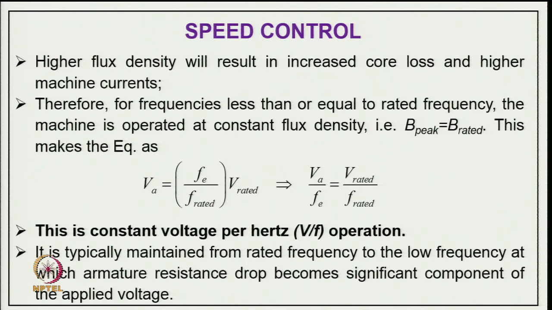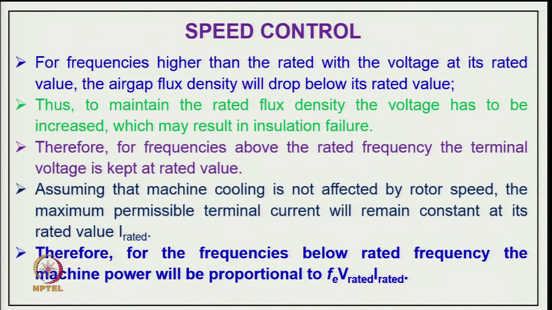So, B_peak equal to B_rated, and this makes the equation V equal to (F_e upon F_rated) into V_rated, or V upon F equal to V_rated upon F_rated, and this is constant voltage to frequency operation. It is typically maintained from rated frequency down to the low frequency at which the armature resistance drop becomes a significant component of the applied voltage. So, for frequency higher than rated, with voltage at its rated value, the air gap flux density will drop below its rated value.